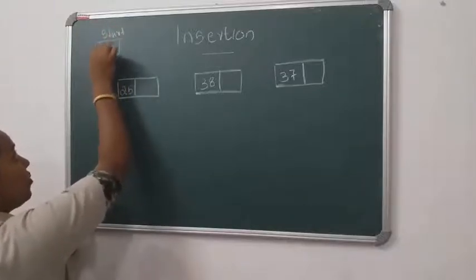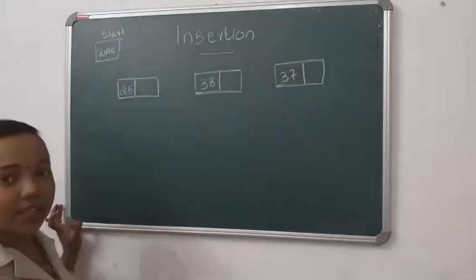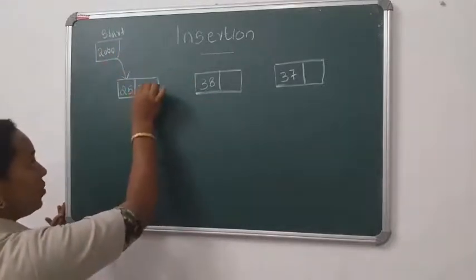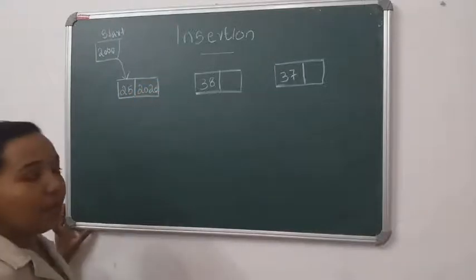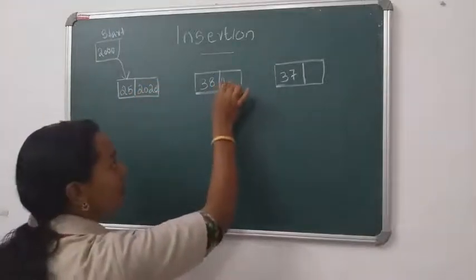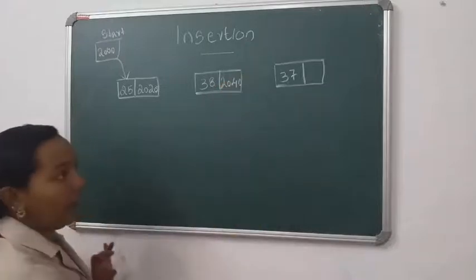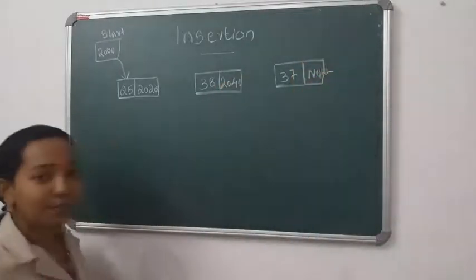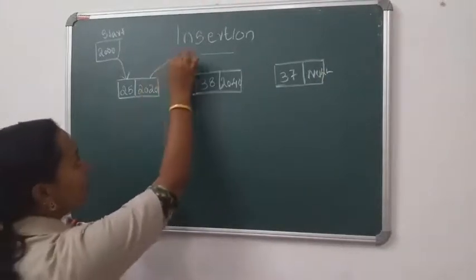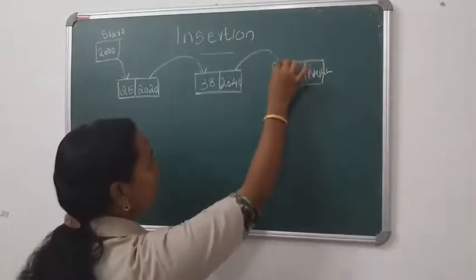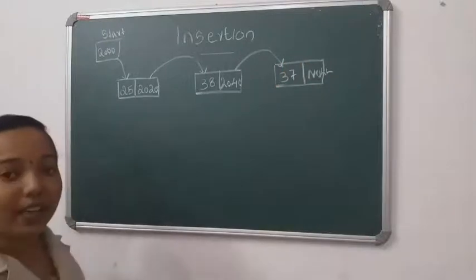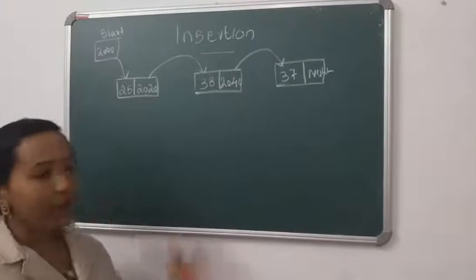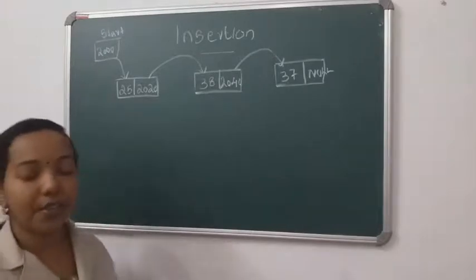Let us assume the memory address of the first node is 2000, the memory address of the second node is 2020, and the memory address of the third node is 2040. Since this is the last node, it will point to null. So this is a linked list that contains three nodes. I am going to insert a new element into this linked list.